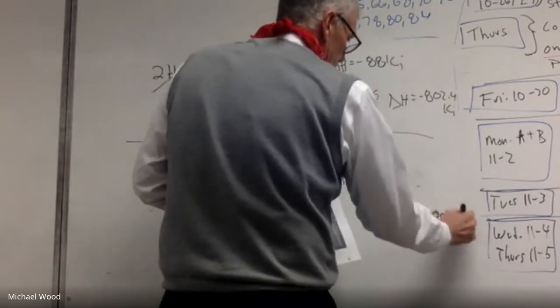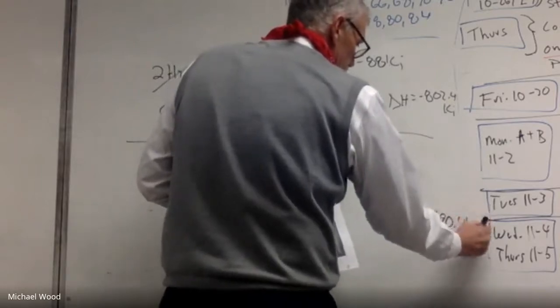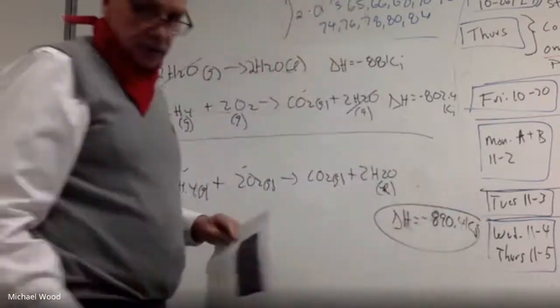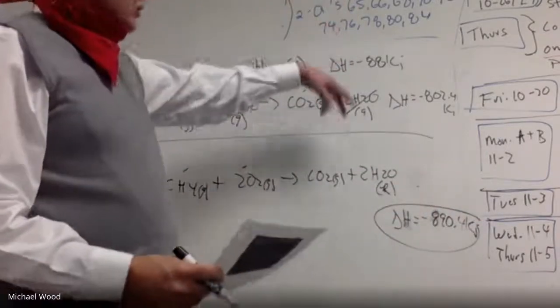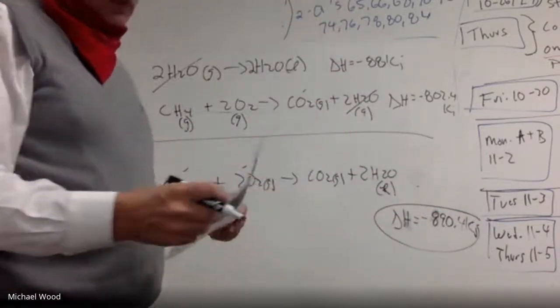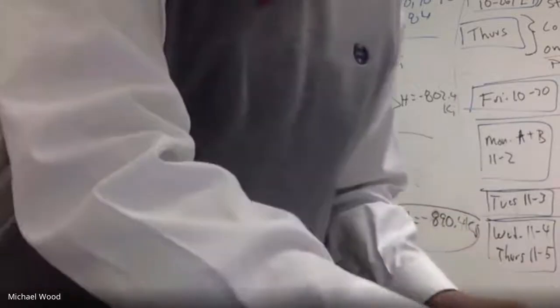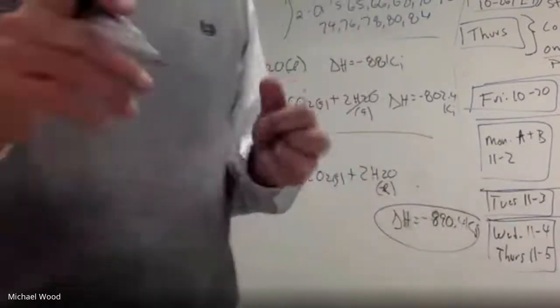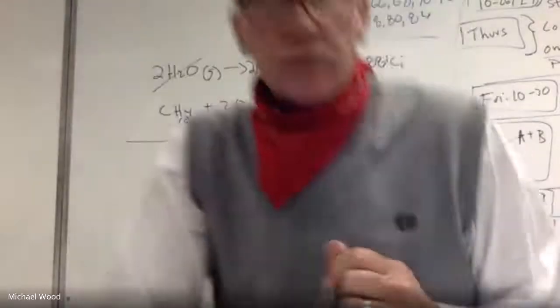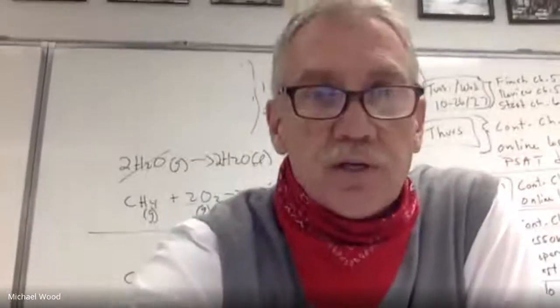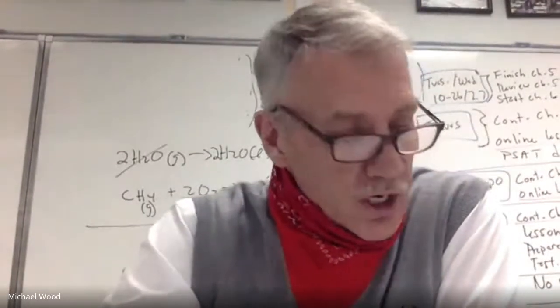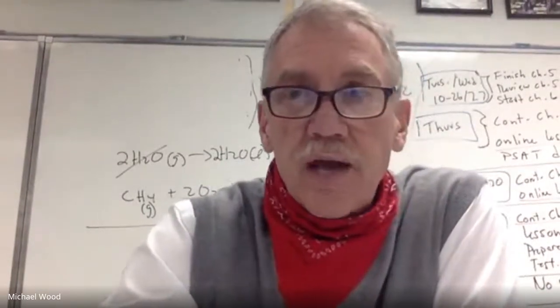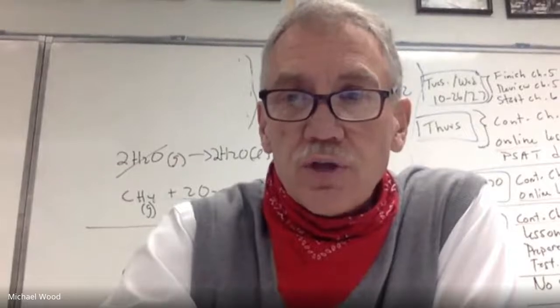Negative 890.4 kilojoules. So again, all I did then was I just added those up to get that. And again, this is something we're going to talk about. It's called Hess's Law that we're going to get to later in the chapter. But the concept there is how we change the coefficients, how the delta H changes with that.